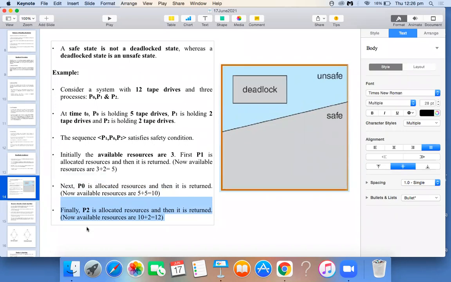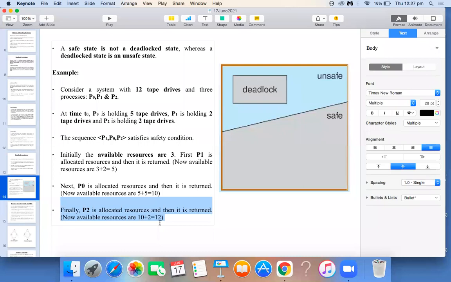So how many resources were available previously? I have 10 resources, correct? Now how many resources are released by process P2? There are 2 resources which are released by process P2. So totally how many resources do I have now? 10 plus 2 is equal to 12 resources.